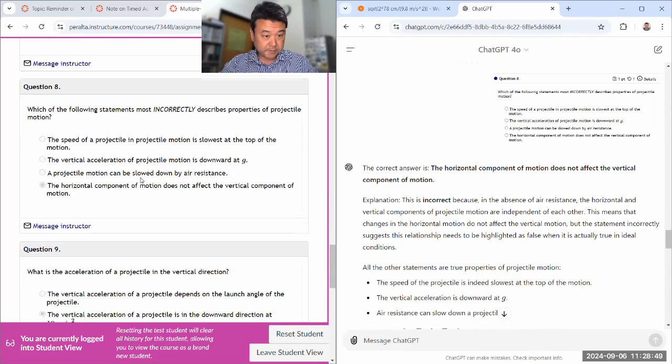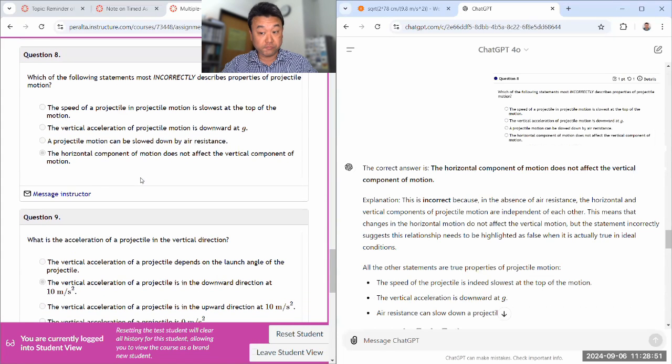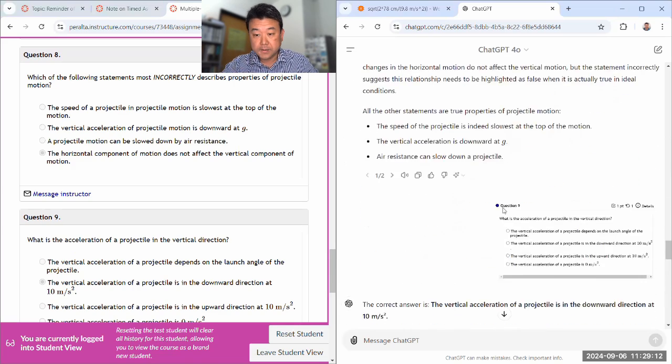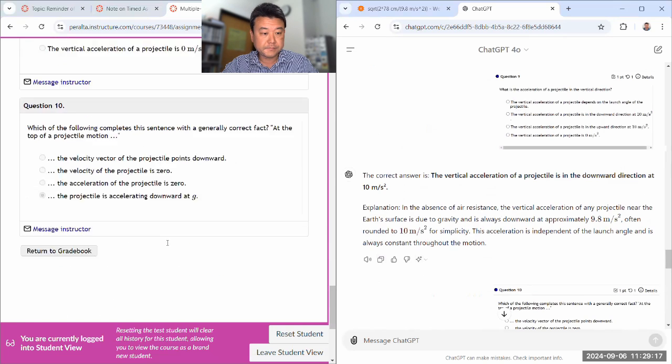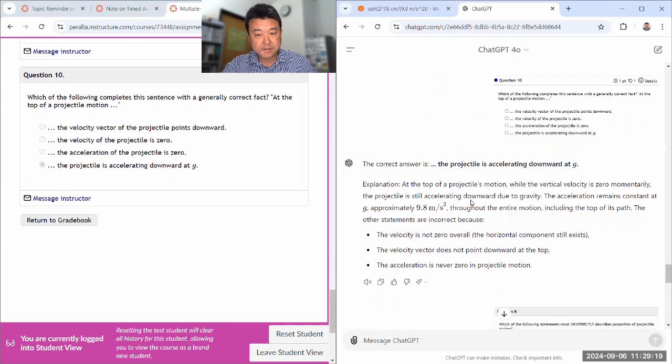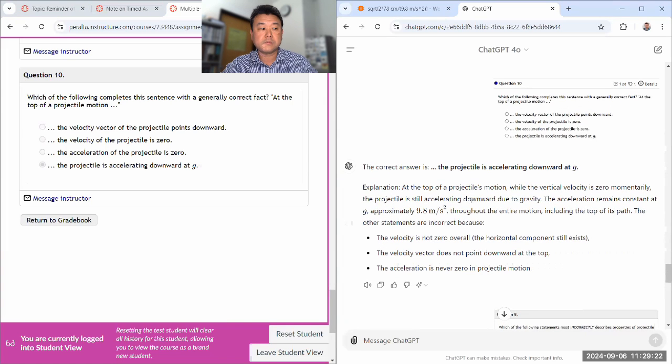Right. Question eight. So this is the one that it got wrong. This is a correct statement. Yeah, they are independent of each other, so they don't affect each other. So it's this choice that, on a technicality, is kind of a trick question, because you really have to give that technicality a lot of meaning. Question nine, and finally question 10. So I think that's it for the multiple choice timed assessment demo.